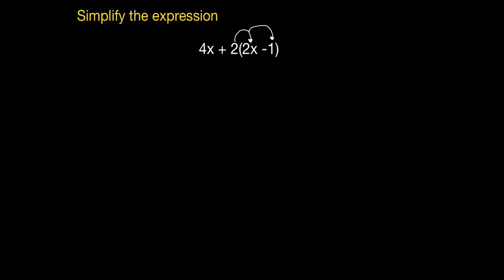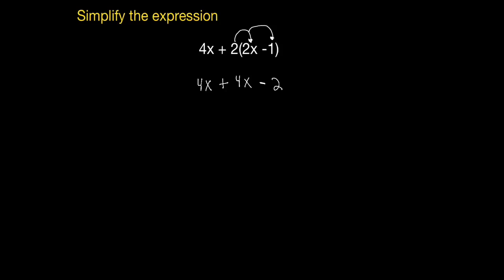So here we can rewrite this original expression as 4x plus 2 times 2x. 2 times 2x is going to be 4x. And then we have 2 times a negative 1. So here we're going to have negative 2.